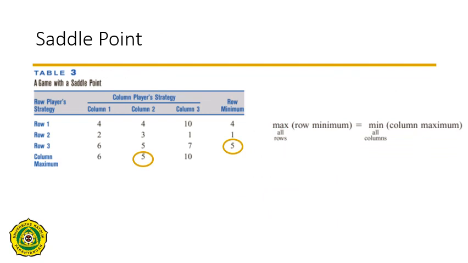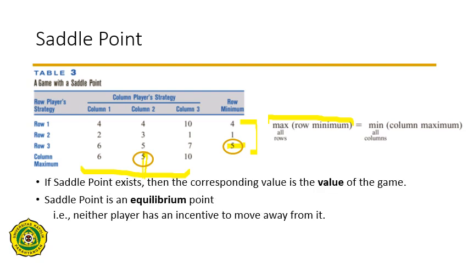Now you see that we have a saddle point because the best that the row player can do is receiving $5, and then the best the column player can do is to let the row player receive $5 as well. The formula is that if you take the maximum of the row minimum, and then you take the minimum of the column maximum, if the value is the same for these two, it means this game has a saddle point.